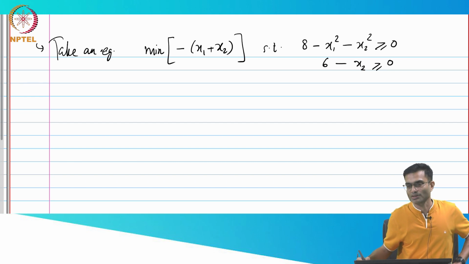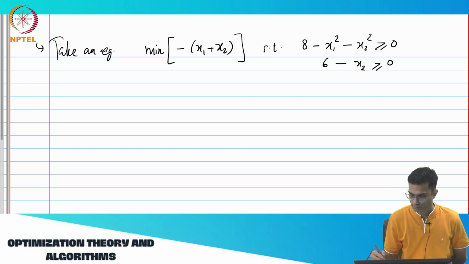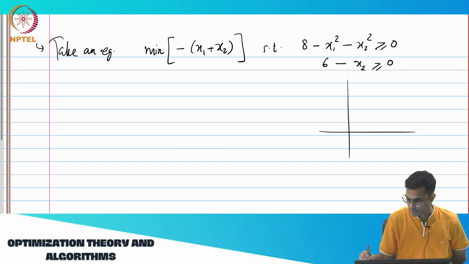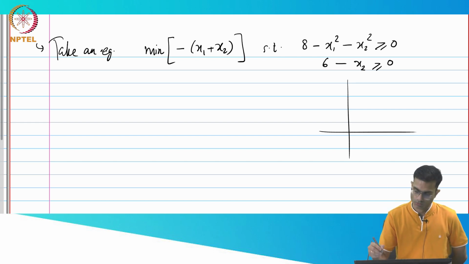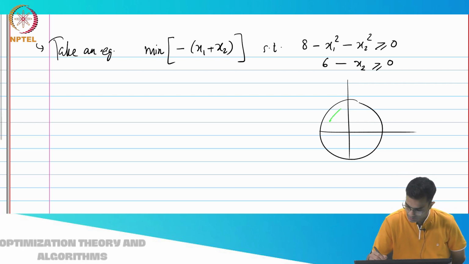Okay. So constraint 1, what does it look like? Interior region of a circle. Right. So if I were to sketch this, radius 2 root 2, right? And so one region is over here.